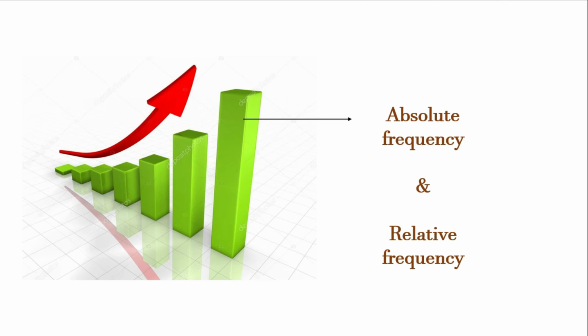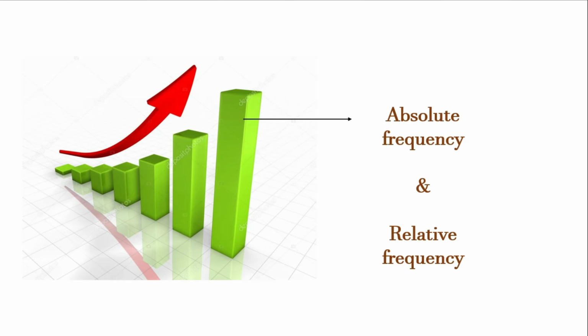We can use a bar chart for both qualitative as well as quantitative data. In qualitative data we use it for both nominal and ordinal variables, but in quantitative data we use it only for discrete variables. We will not be using it for continuous variables. And the bars can represent both the absolute frequency and the relative frequency.